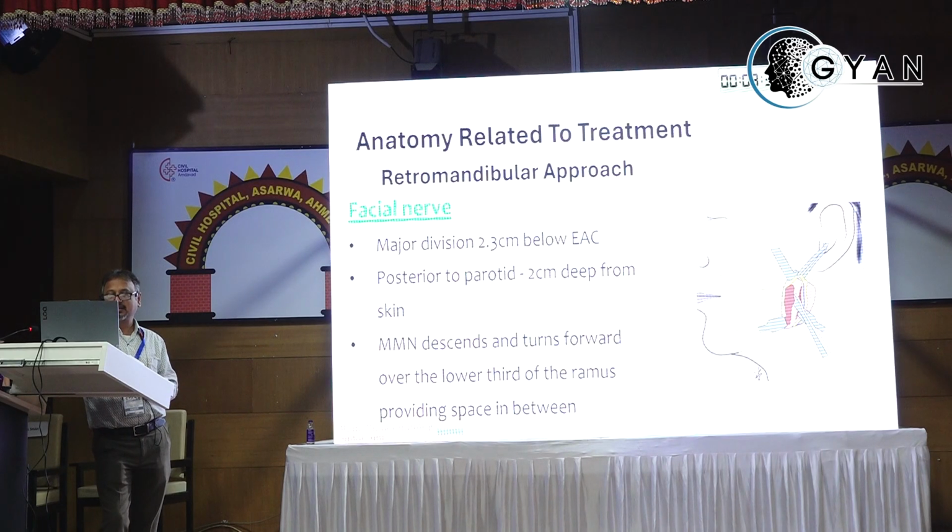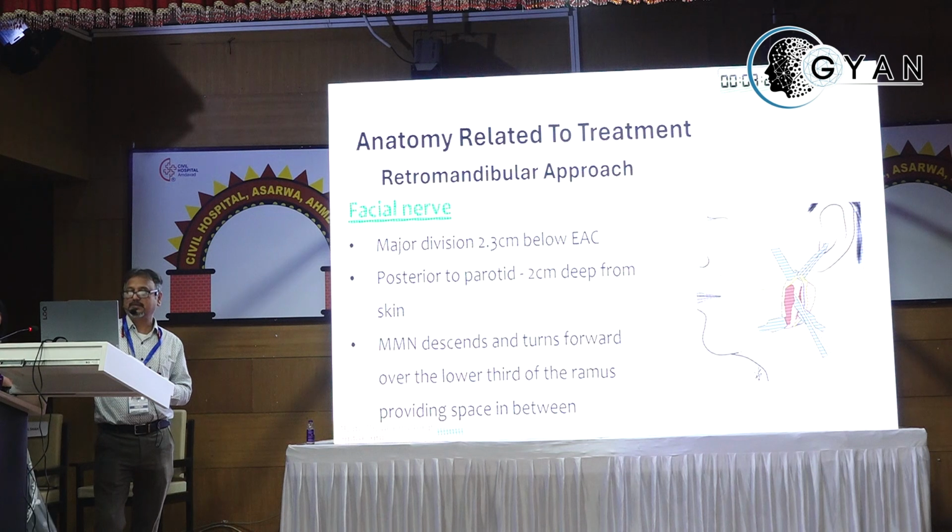Mostly the marginal mandibular nerve descends down and forward over the lower third of the ramus. So it has a space in between the branches. That is where we have to maneuver to prevent injuries. That is where we have to identify and then maneuver to the mandible.